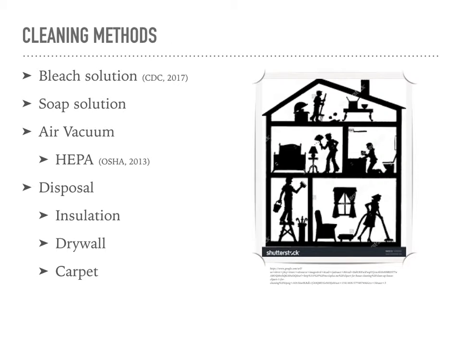Also, there are different cleaning methods. You can use a bleach solution, also soap solutions, and an air vacuum. And for air vacuums, it says HEPA. So what does that mean? That's a high efficiency particulate air vacuum. So pretty much what you're doing is filtering the air.